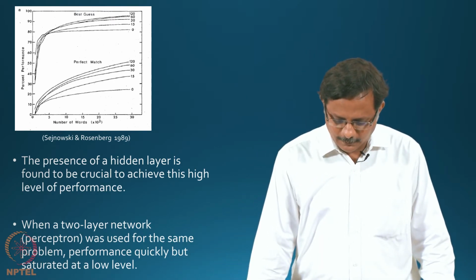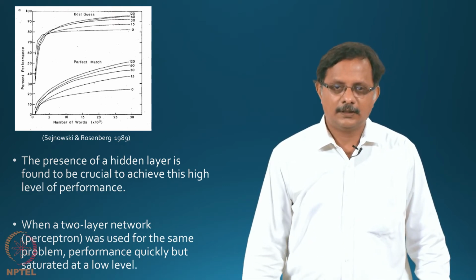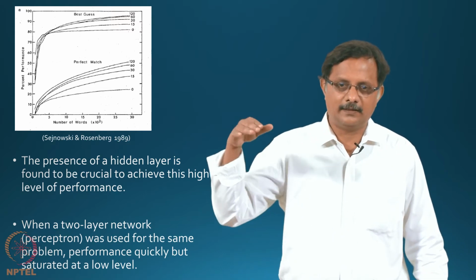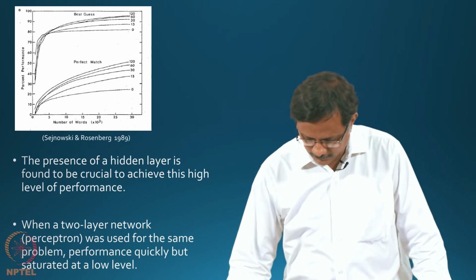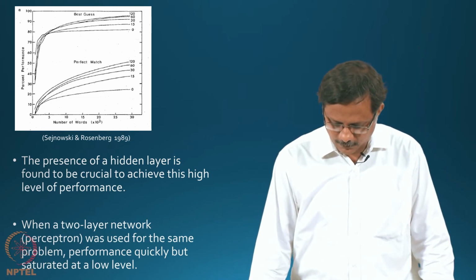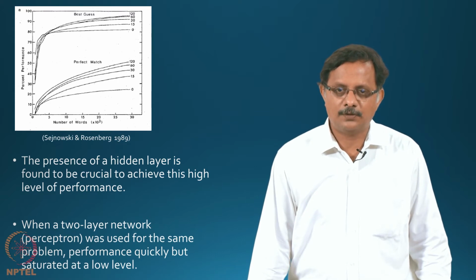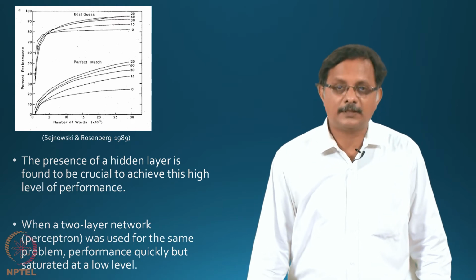So, when the network had no hidden neurons, that is a perceptron. The network learnt very fast initially, but flattened out very quickly and saturated at a very low level of performance, as you can see in a couple of these curves. In some of these curves 0 means it is a perceptron, so the number of hidden neurons is 0, and as they kept increasing the number of hidden neurons, the performance kept on increasing.